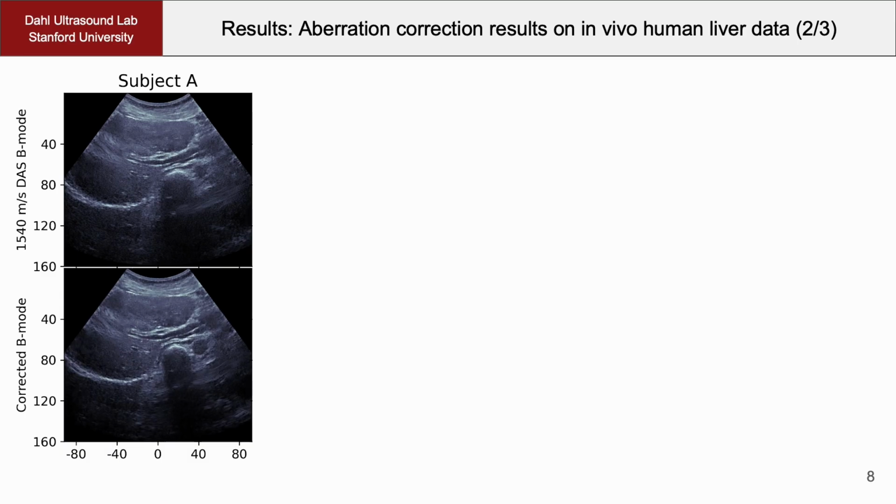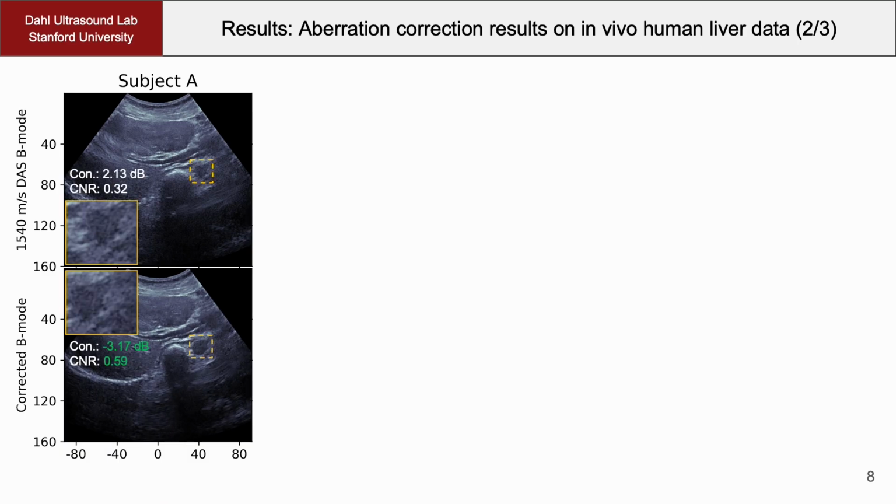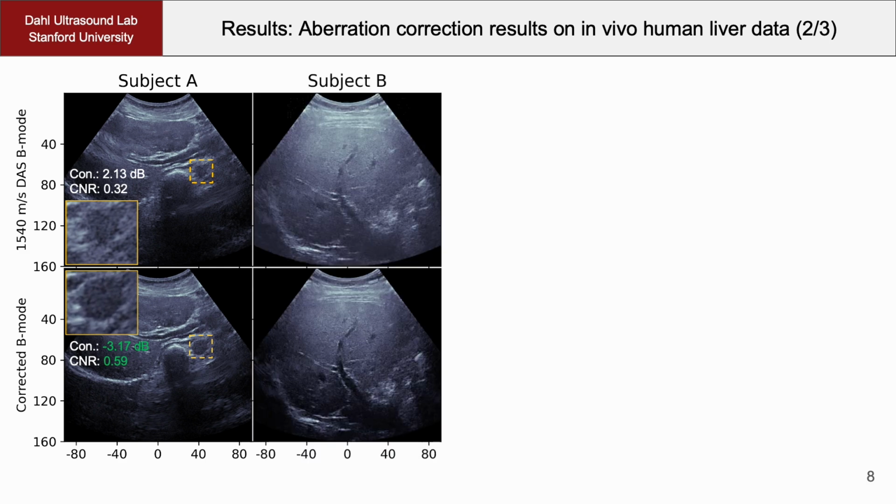For subject A, we see the artery feature become rounder and have a better definition. For subject B, while focusing on the middle feature, we see a clear increase in the definition of the feature walls in contrast with the background.